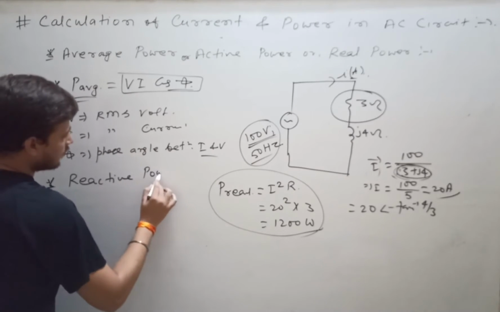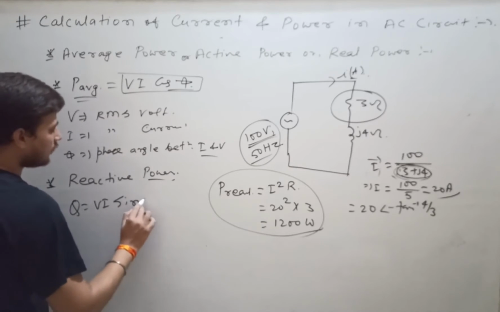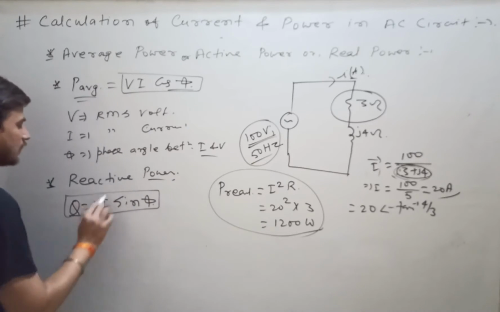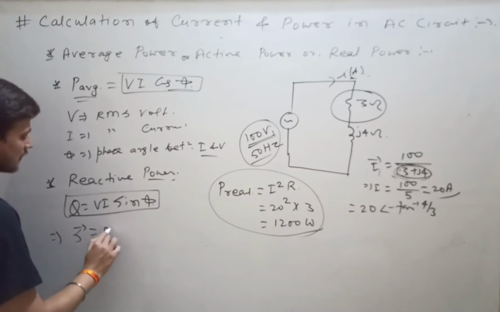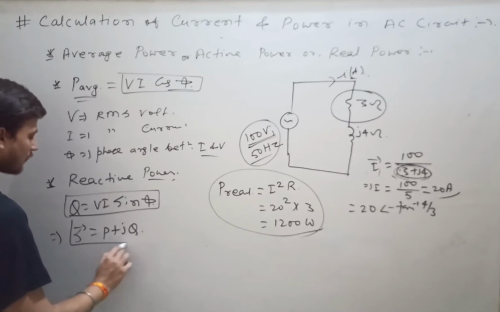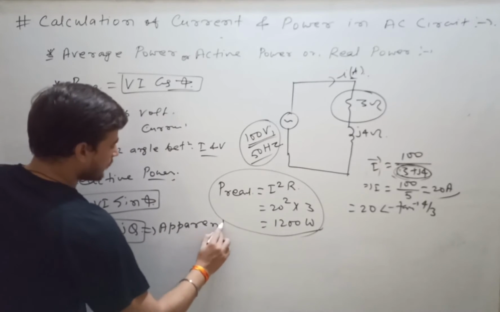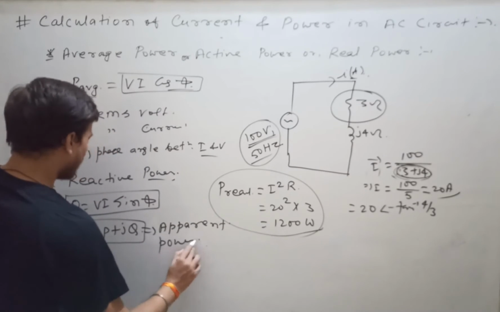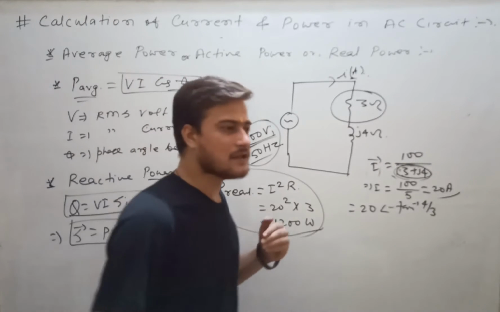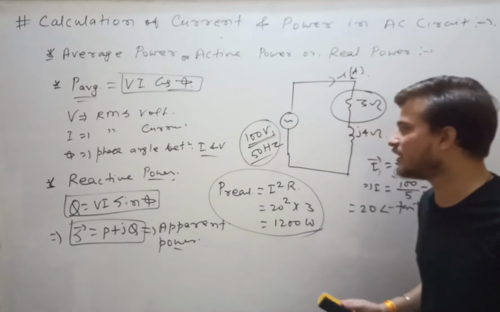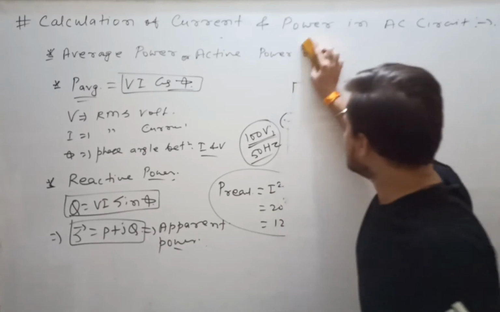So what is the formula for reactive power? It is represented by Q and it is equal to VI sin phi. When you write apparent power S, you write P plus JQ. Apparent power S is always written as P plus JQ. Clear? That means reactive power is represented on the imaginary axis and real power or average power is represented on the real axis.